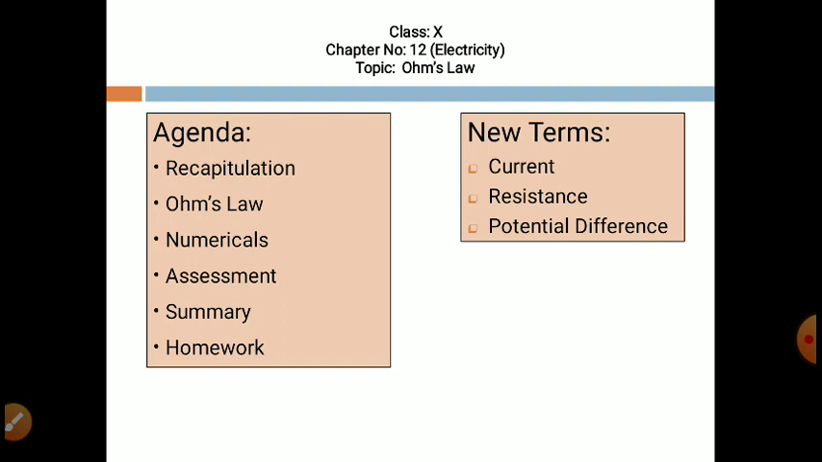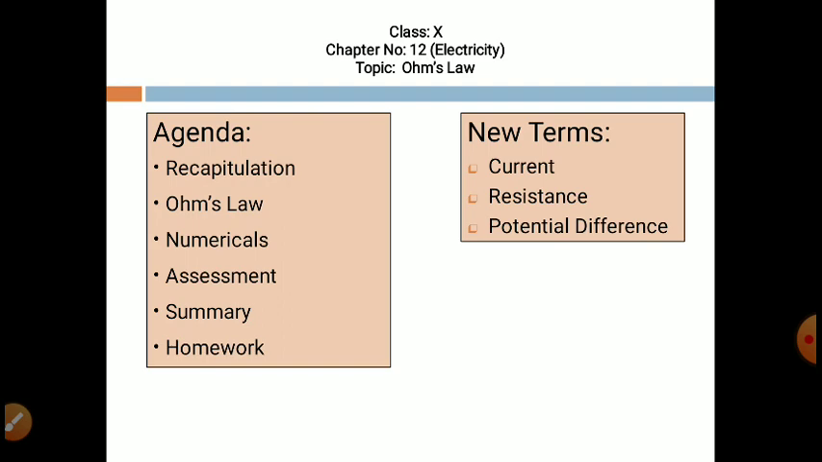Such objects which have a very high amount of resistance, you may say infinity, those substances are known as insulators. Those are bad conductors of current and electricity, such as wood, plastic, air. They are bad conductors of electricity and their resistance is very high, you may say infinite.